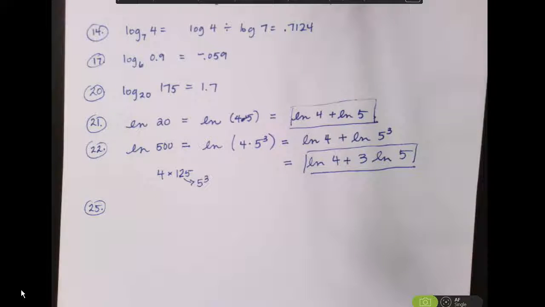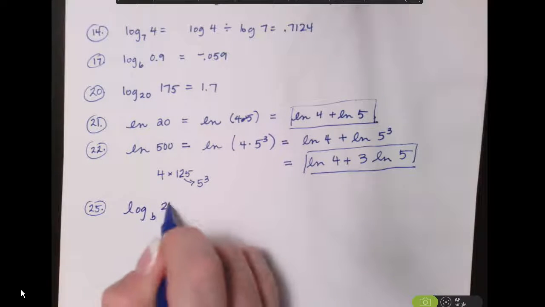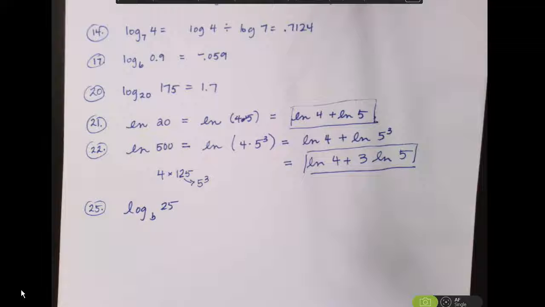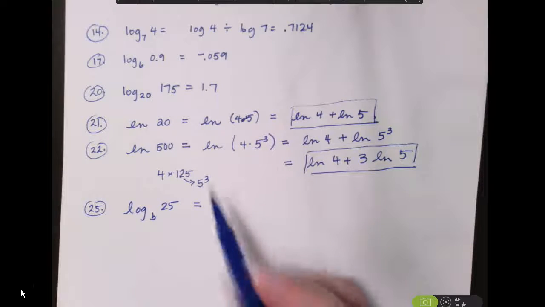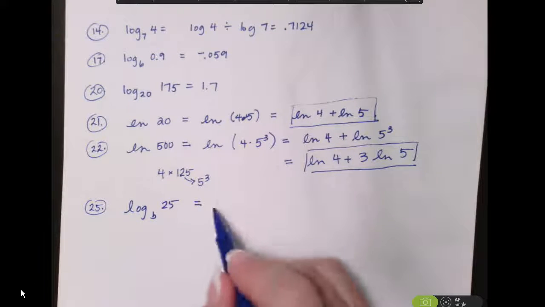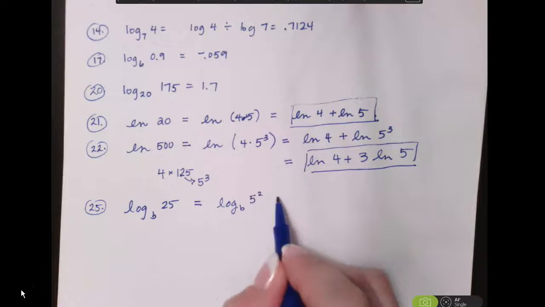Okay, so in number 25, the problem says log base b of 25. So let's get some directions. Approximate the logarithm using the properties of logs given log base b of 2, log base b of 3, and log base b of 5. So we know a number value for log base b of 5, so I want to rewrite this 25 in terms of log base b of 5 squared.